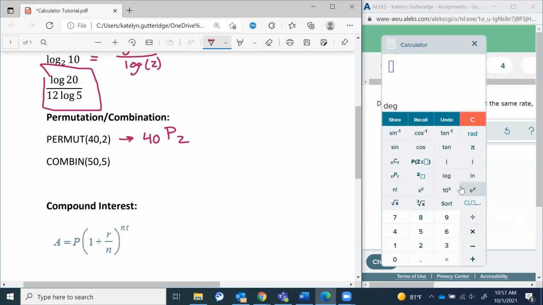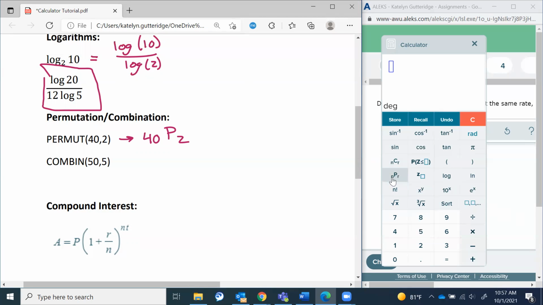When I go to enter this into my calculator, so let's say I click on the button first, it is going to set it up to where the P and then the 40 and the 2 are going to be entered in as little subscripts. So you'll enter in the 40 to the left of the P, 2 to the right of the P, and then hit your equal sign. And then that gives you the permutation. So if you are choosing 2 out of 40, where order matters, you would do the 40 and then the 2, and then hit enter.